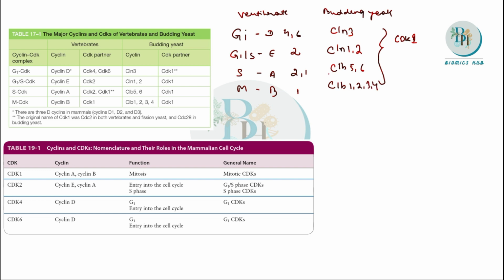So the questions asked from this part are like: if in vertebrates the cyclins are 4 and 6, what is it for yeast? The answer will be CLN3. In the same way, if they ask what the cyclins involved in budding yeast for S phase are, the answer will be CLB5 and 6. Okay, so this was the difference between the cyclins and the CDKs in vertebrates as well as in yeast.